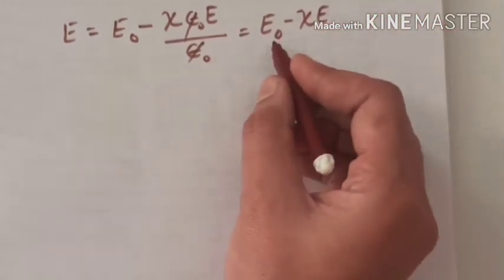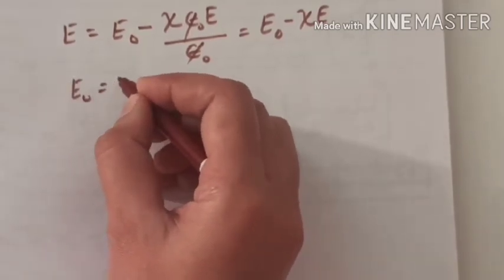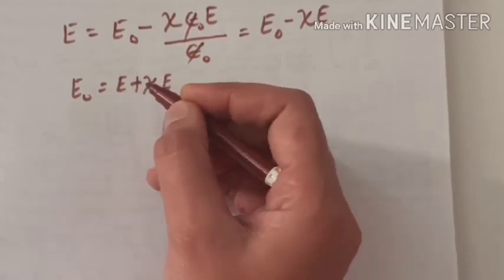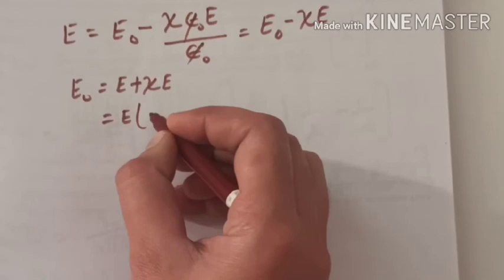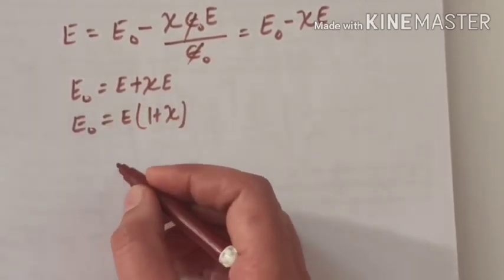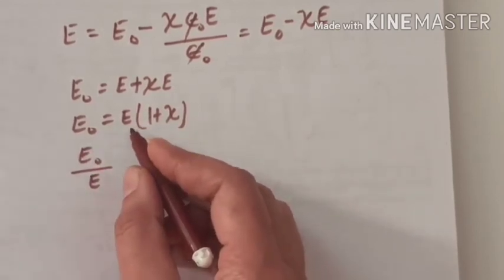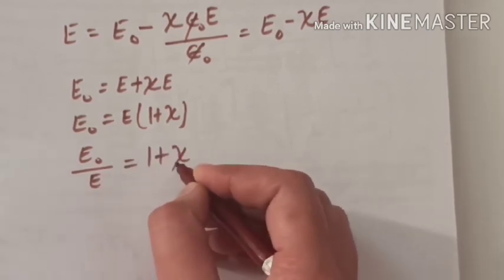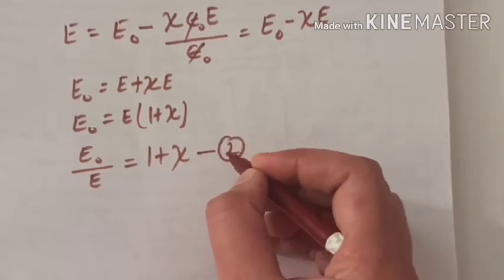So calculate the value of E naught, because this is the applied external field. E naught is equal to E plus chi E. Taking E outside, 1 plus chi, this is E naught. So E naught by E, taking this E on the left side in the denominator, this is 1 plus chi. We know that this is equation number 2.